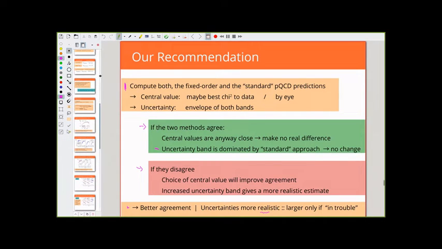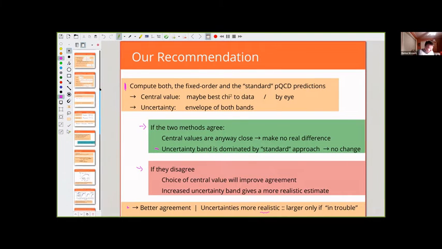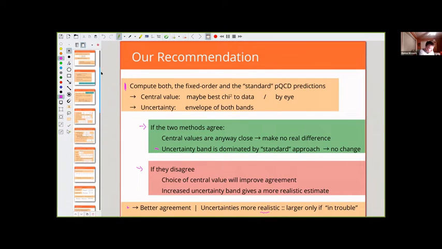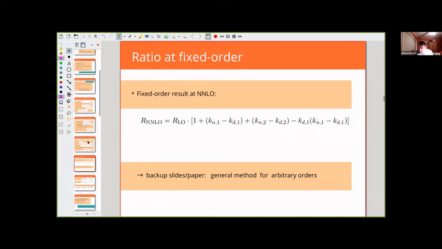Of course, NNLO is always better. If we have these theories at hand, let's do it. And the point about this method, as I mentioned, is that it is not restricted to next-to-leading order. So if you have the NNLO calculations at hand, you should do the same. Here is the formula for how to get the fixed order result for the ratio at NNLO.